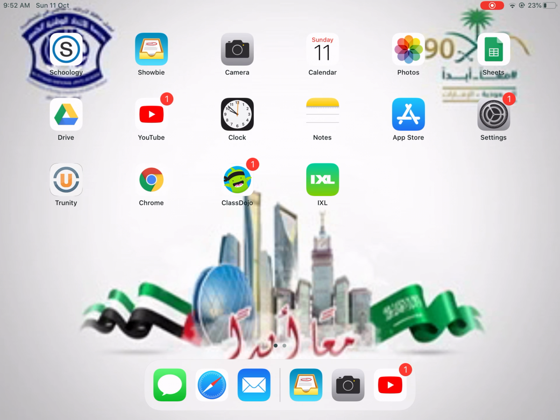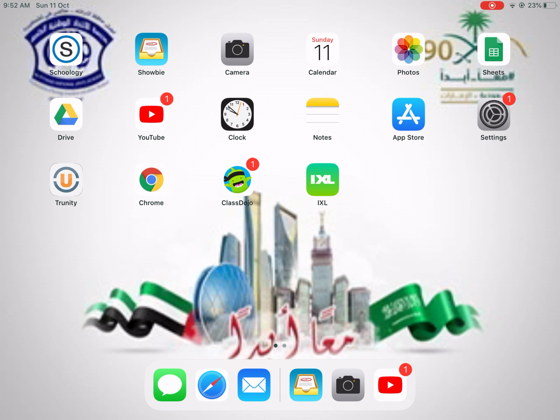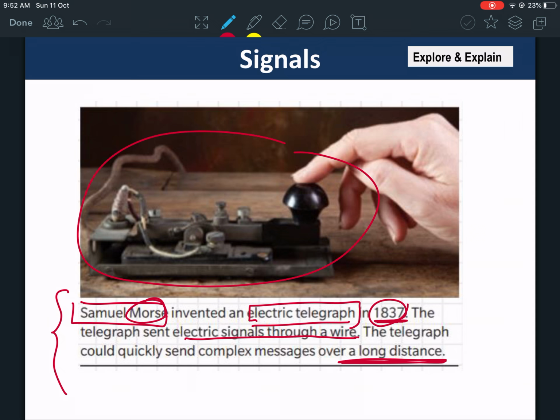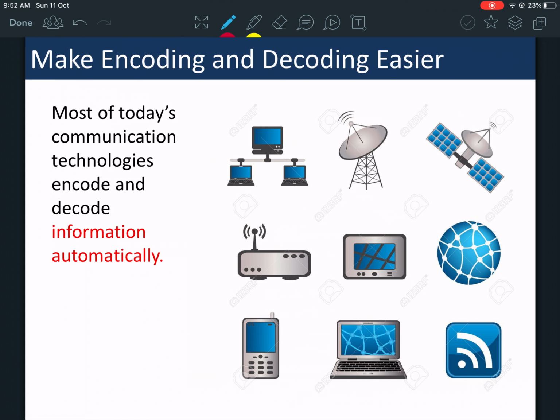You see how there's a short pulse, a long pulse. People are able to decode a message sent like this, letter by letter. See how difficult that was to communicate a long time ago, and now you just have to press a button on your phone.